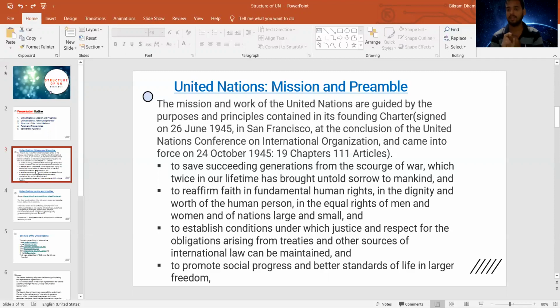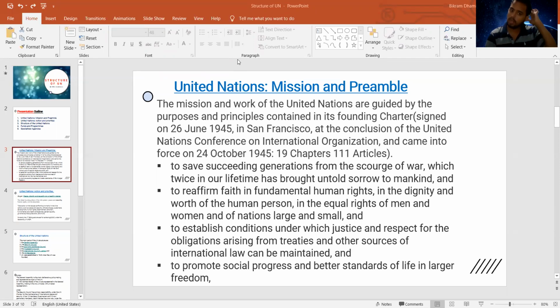The sorrow brought by the consequences of the two world wars was so disgusting and so painful. So the first priority or first mission of building the United Nations is to prevent such wars, wars like the First World War and the Second World War.